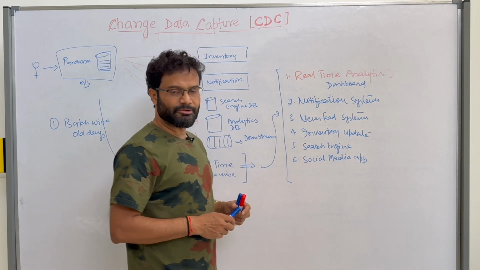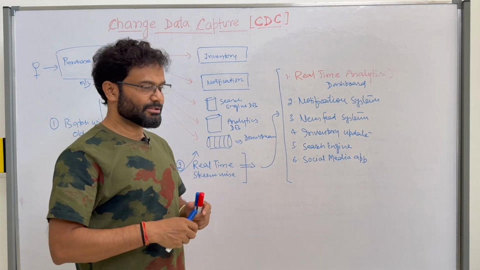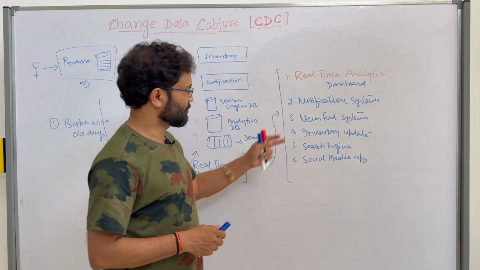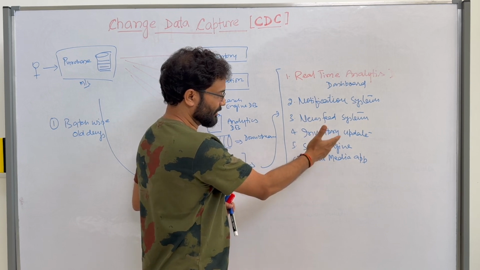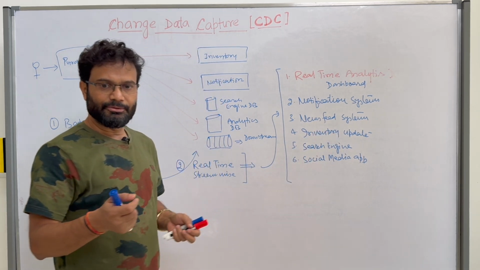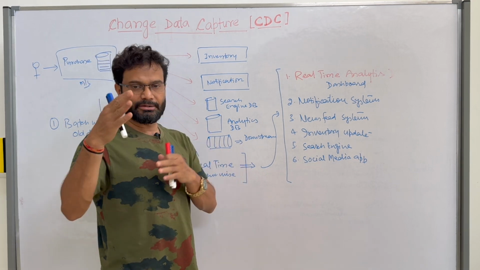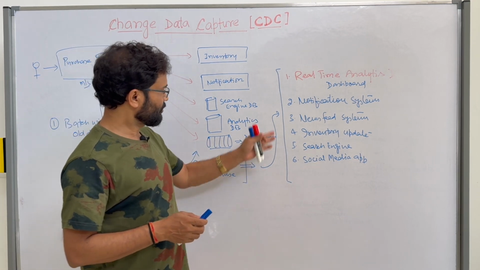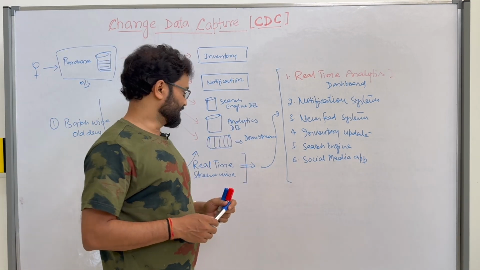News feed system, right? If you want to update the dashboard or the front page with a lot of social media information, you can do that. Inventory updates, search engine updates, synchronization in social media apps. If you do a like or comment, you immediately get notifications. If you understand how to implement this, then you can solve many things.